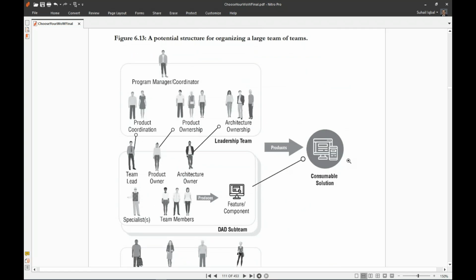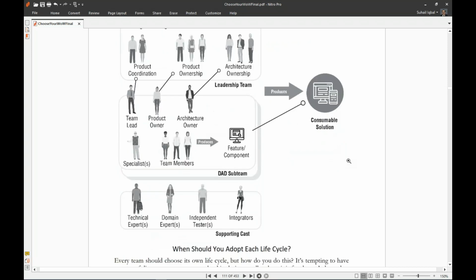If you look at 6.13, a potential structure for organizing a large team of teams, in this we can see that there is a leadership team which consists of a program manager, program coordinator, who has product coordination, that is one team, product ownership, another team, and architecture ownership, another team. This is the leadership team. And then under that, we have individual DAD sub-teams, and from product coordination we have a link to the team lead. From product ownership we have a link to the product owner, and from the architecture ownership team we have a link with the architecture owner.